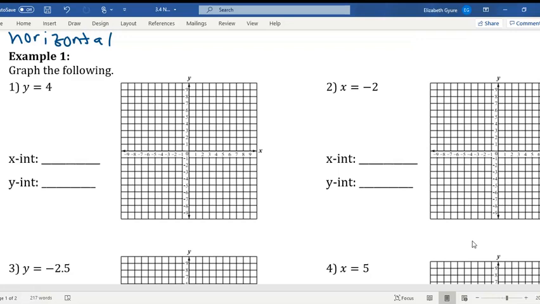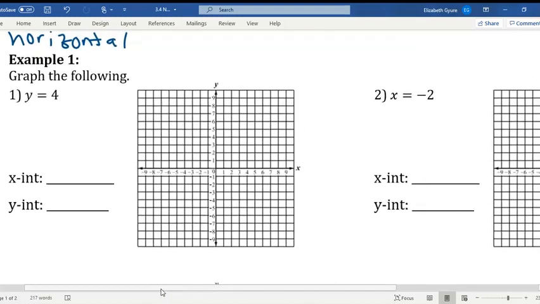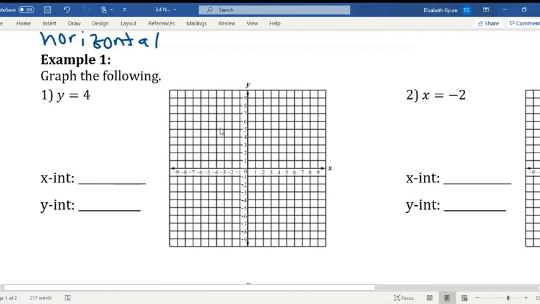Okay, so here's the easiest way to do this. You might not know if it's supposed to be horizontal or vertical. If you have y equals 4, where's your y-axis? Does the y-axis go left to right or up and down? Up and down. If you look at the up and down axis, do you see the number 4 on it? Yeah, what you're going to do is put a dot at 4.